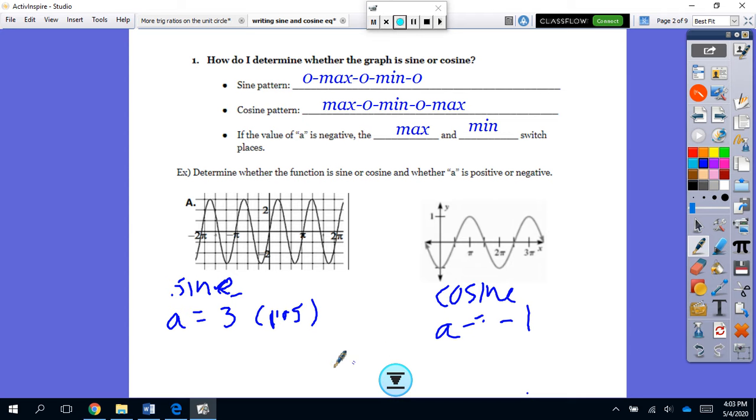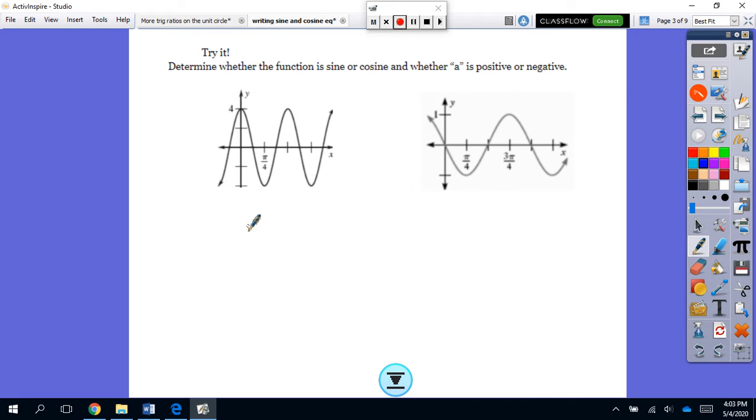A lot of you were missing that. That was one of the main things you guys missed on the lesson quiz from the previous week. So just remember to always look for that negative A. So go ahead and stop the video and try these two. Tell me the function is sine or cosine and whether A is positive or negative. And you can tell me the value of A.